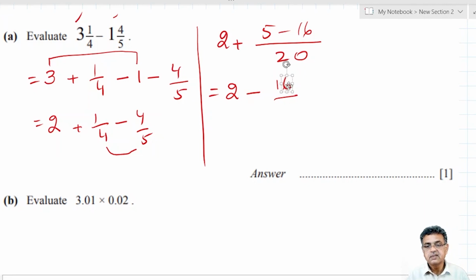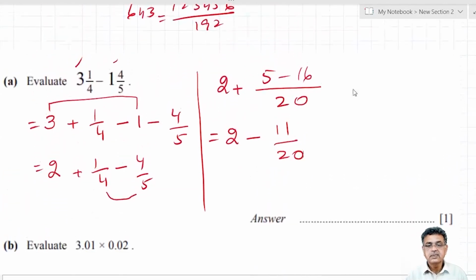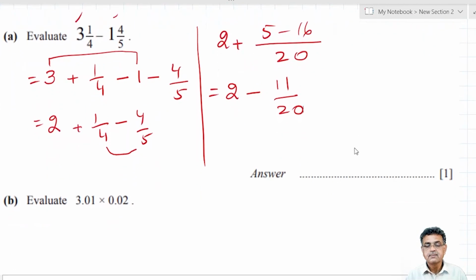Not 16, 5 minus 16, that is 11. So in these 3 or 4 questions, what I have observed is that you always have to change this sign, and the difference 11 is here.